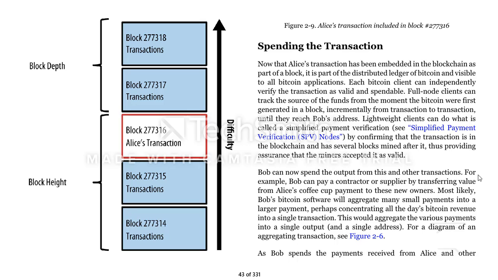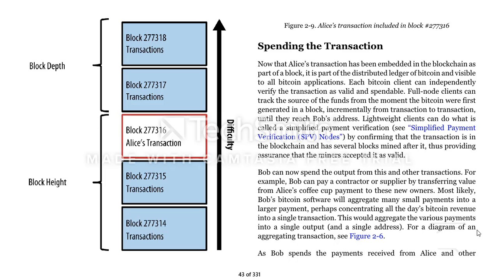For example, Bob can pay a contractor or supplier by transferring value from Alice's coffee cup payment to these new owners. Most likely, Bob's Bitcoin software will aggregate many small payments into a larger payment, perhaps concentrating all the day's Bitcoin revenue into a single transaction. This would aggregate the various payments into a single output, and a single address. For a diagram of an aggregating transaction, see figure 2-6.